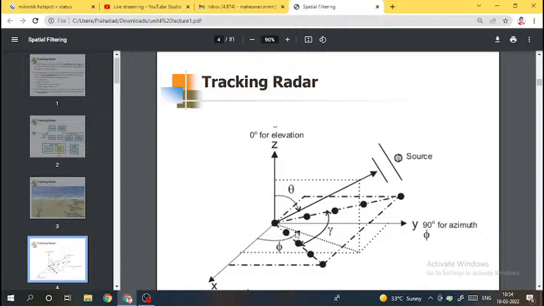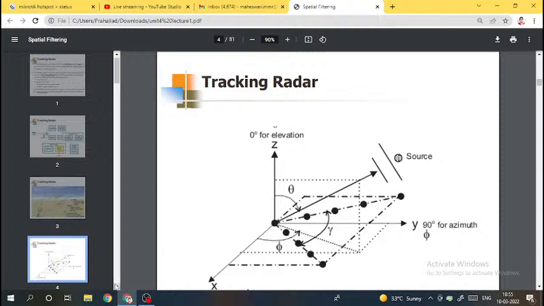With only theta you cannot find the location. You should know r, theta, and phi. With these three parameters you can exactly locate your target. You can even find the trajectory, what would be the future position of this target. The angle made by the z-axis with this range axis is the elevation angle, and when you project this onto the xy plane and join, the angle made with the x-axis is the azimuth angle. So this is elevation angle theta and this is azimuth angle phi.